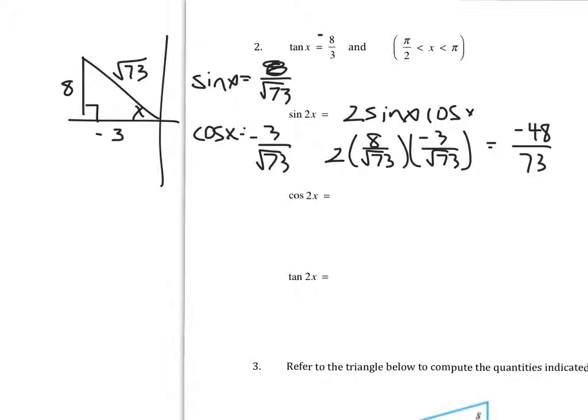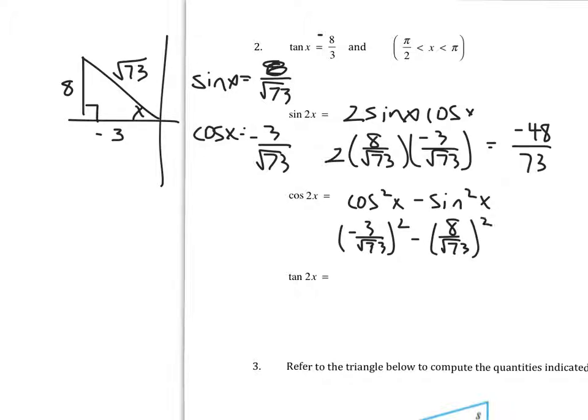And then even with the cosine, remember, isn't it cosine squared x minus sine squared x? What happens if I take negative 3 over root 73 and I square that? What's going to happen to our radical? It's going to cancel out, right? It's just going to become regular 73. And then the same thing with the minus of the 8 over root 73. So you're seeing how you probably do not need to rationalize because the formula is going to take care of it.